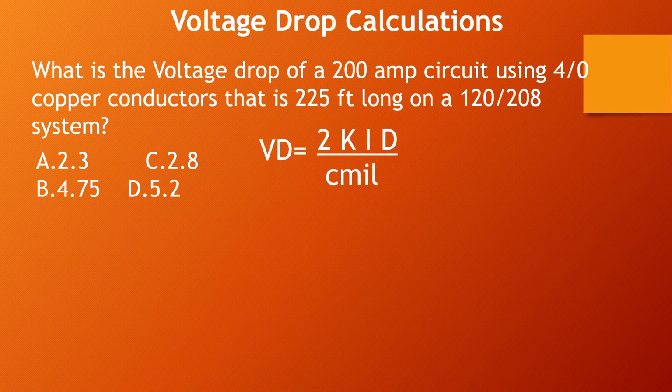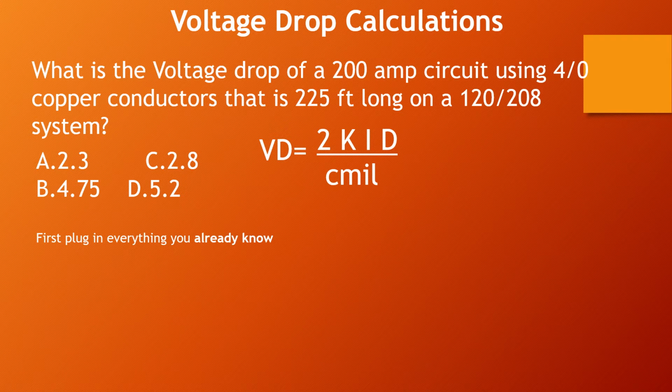So our normal voltage drop calculation is voltage drop equals 2KID over C mils. So it's 2 multiplied by the constant value, the K value for copper or aluminum, depending on which one you're using. I is current, D is distance, and the circular mils of the wire you're going to divide into that value. So first you're going to plug in everything that you already know.